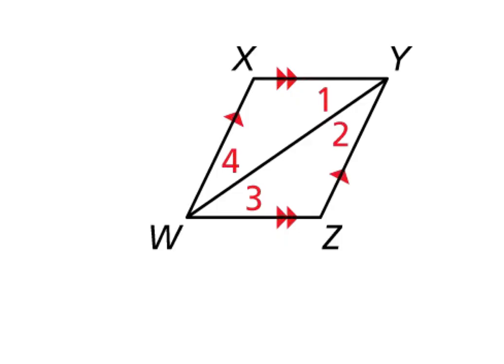So what could be one piece of information that I can conclude? YW is shared, okay? So I would say WY is congruent to WY by reflexive property. Okay, so now we have one piece. One piece is definitely not enough. We need 2 more pieces.